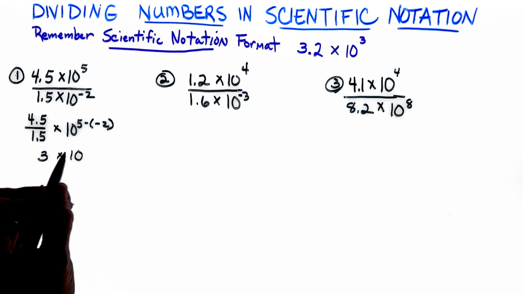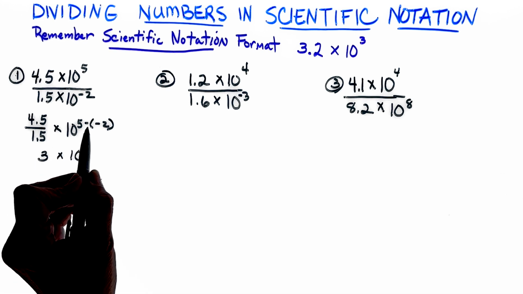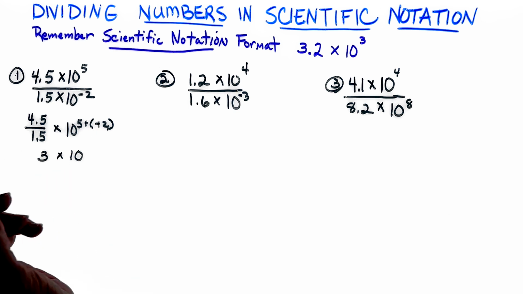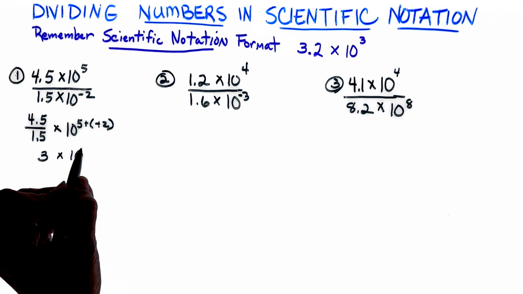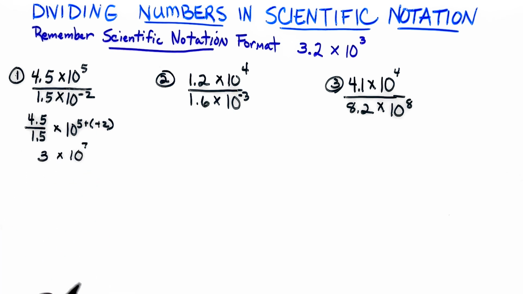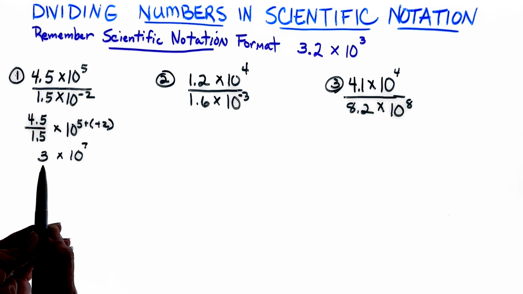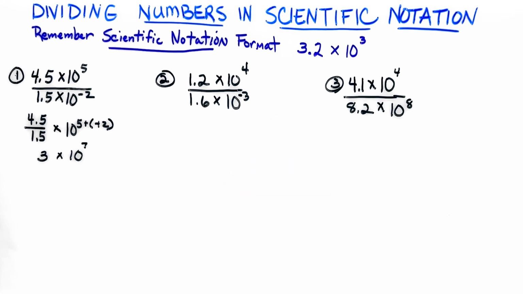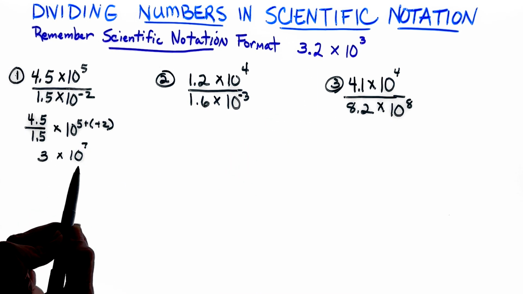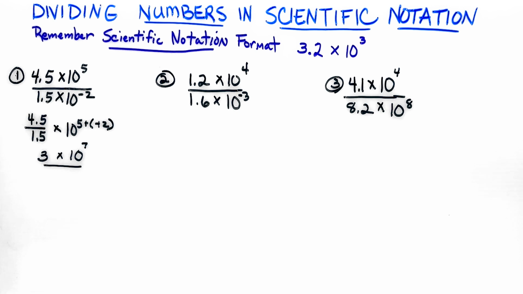And when we do the power of 10, we add the opposite. So this is 3 times 10 to the 7th. And as I'm looking at this, the number is following the format between 1 and less than 10. And so this is our answer.